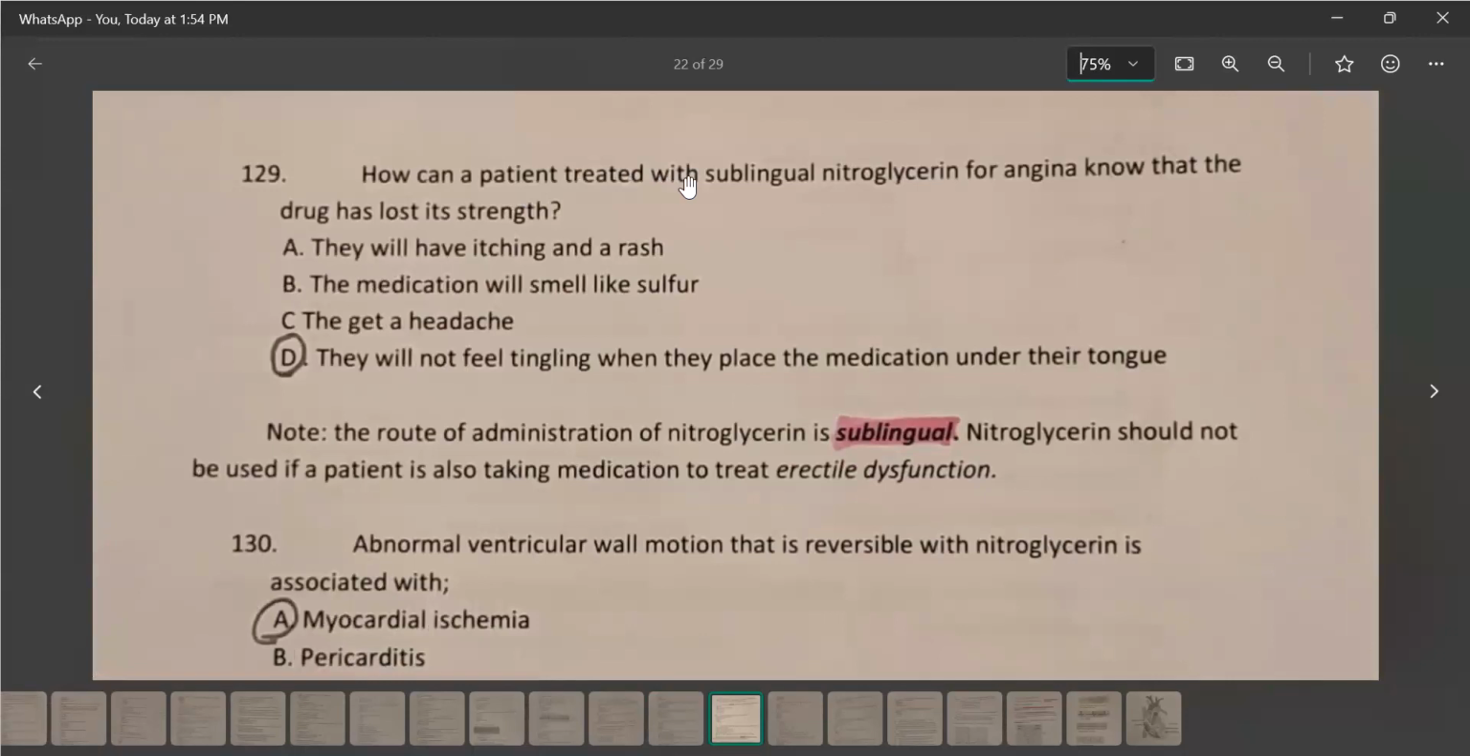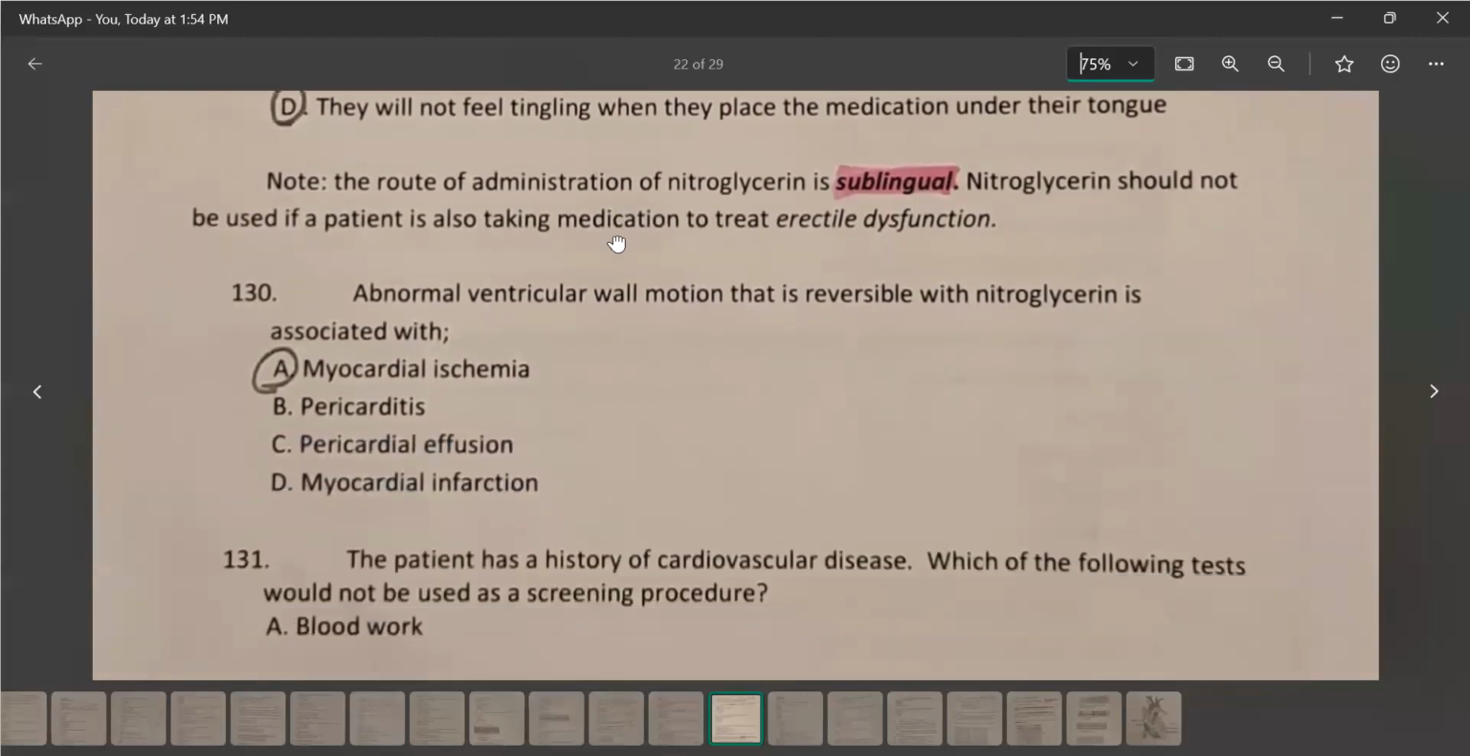How can a patient treated with sublingual nitroglycerin for angina know that the drug has lost its strength? They will not feel tingling when they place the medication under their tongue. Note, the route of administration of nitroglycerin is sublingual. Nitroglycerin should not be used if a patient is also taking medication to treat erectile dysfunction.